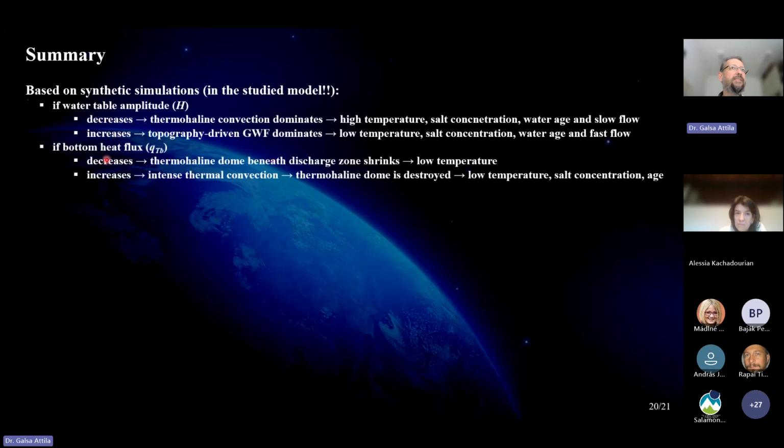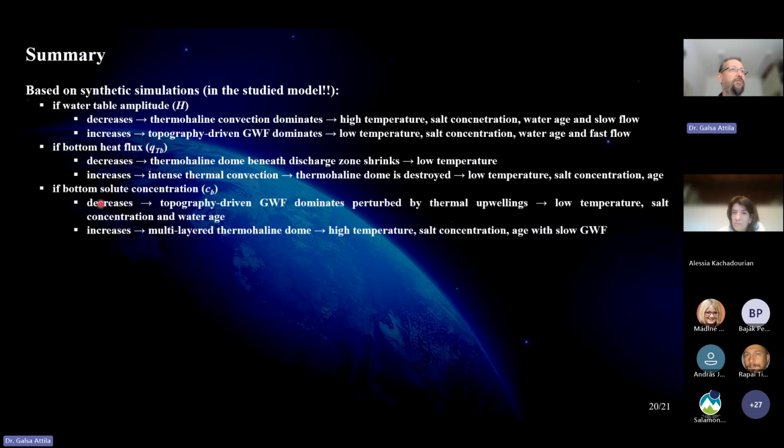When the bottom heat flux is increased, the thermal convection is so intense that it is able to disintegrate the thermohaline dome beneath the discharge zone, resulting in low temperature, salt concentration, and water age. But when the bottom solute concentration is increased, we saw that a multi-layered thermohaline dome formed with high temperature, salt concentration, and water age, and with sluggish groundwater flow.